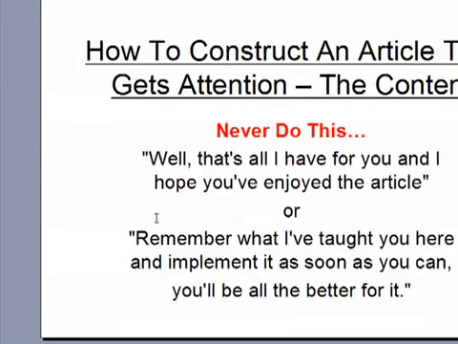Now, here's an example of what we mean by never closing. You never want to do this. Something like, well, that's all I have for you, and I hope you've enjoyed the article. Or remember what I've taught you here and implement it as soon as you can, and you'll be all the better for it. So both those 2 statements are like saying, well, that's it, that's all I've got. Now you can go away. You don't want to do that. You want to keep them there, keep them hanging, because the resource box is going to be the closer of your article.